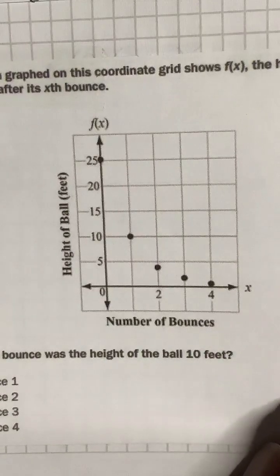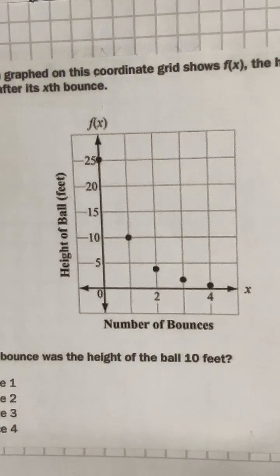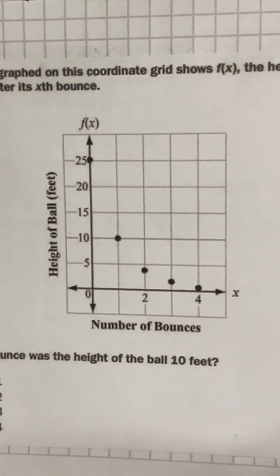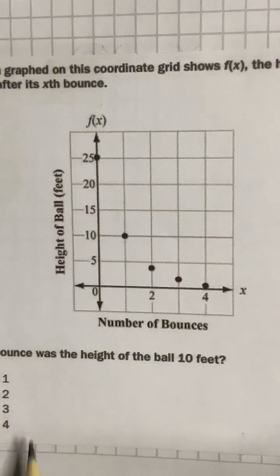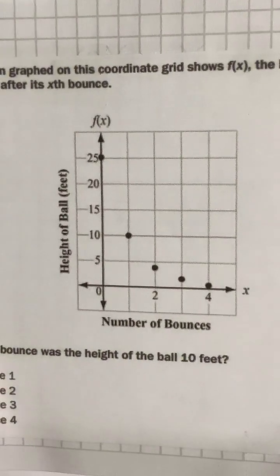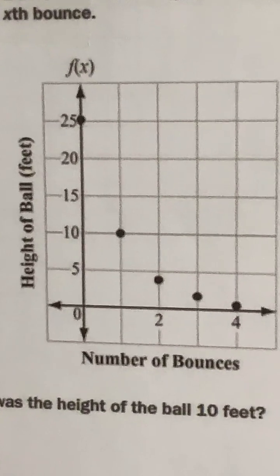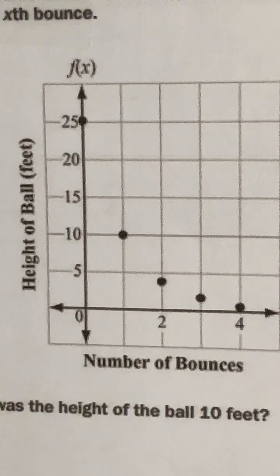All right. So the function graphed on this coordinate grid shows f of x, the height of a dropped ball in feet after its x bounce. So I want to ask you, on which bounce, I'll read it out to you, but just look at the graph. On which bounce was the height of the ball 10 feet? So when was the height of the ball at 10 feet? How many bounces?